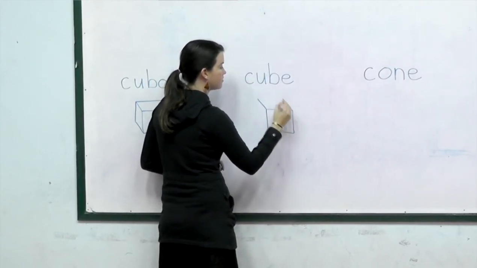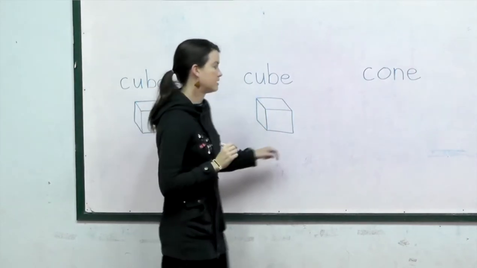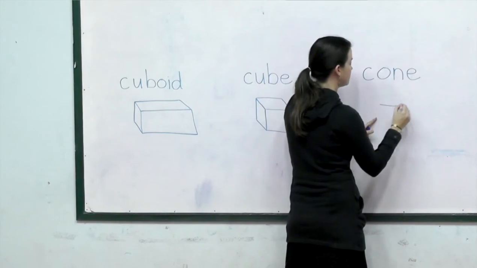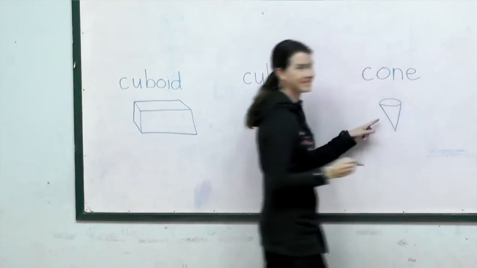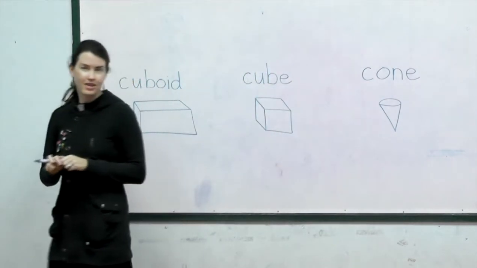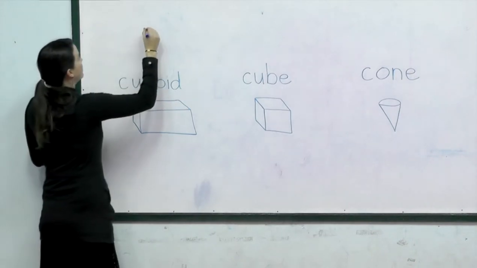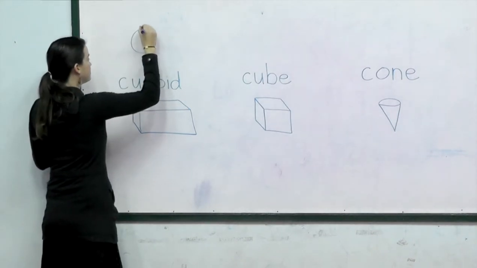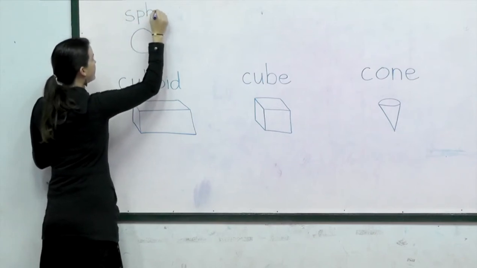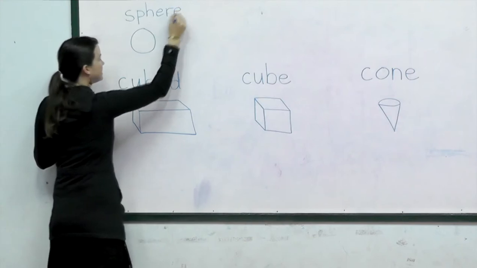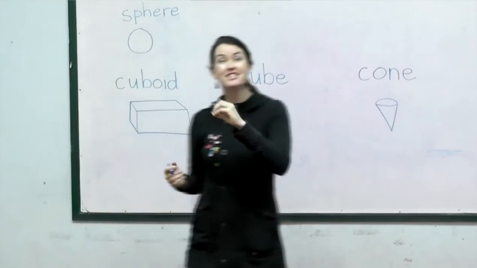This is our cube. Cone. So beautiful. Thank you. Cone. We can think like an ice cream cone. We also have our round one. Sphere. Good. It's a tricky word. Like a ball, or an orange.